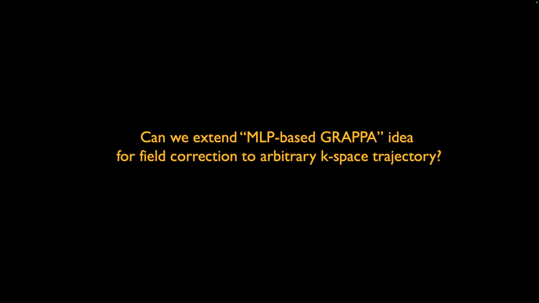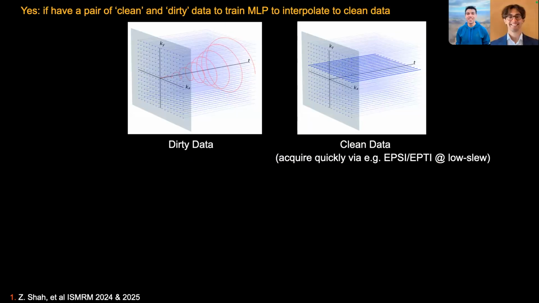So now that we came up with this MLP-based GRAPPA idea for EPI, can we extend this to do field correction or field estimation for an arbitrary type of k-space trajectory? And the answer is yes, as long as you have a pair of clean and dirty data to train the MLP GRAPPA kernel to interpolate between them.